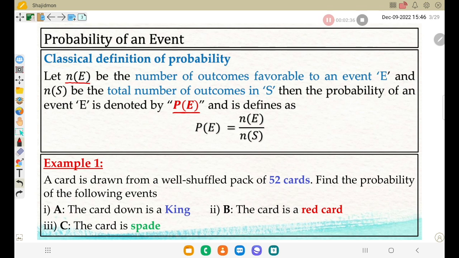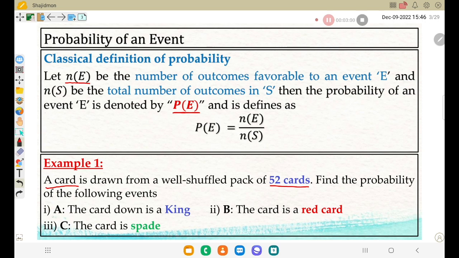Okay, now for example, a card is drawn from a well shuffled pack of 52 cards. In the last recorded class, exercise 5.1.1, we discussed this idea, these card games. So a card is drawn from a well shuffled pack of 52 cards. Find the probability of the following events. Some events are defined here.